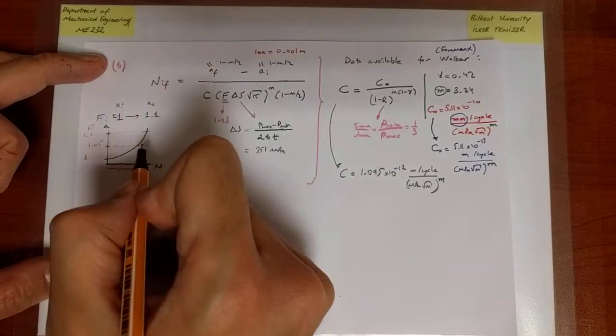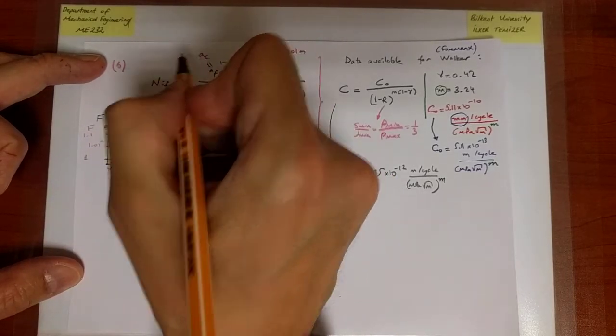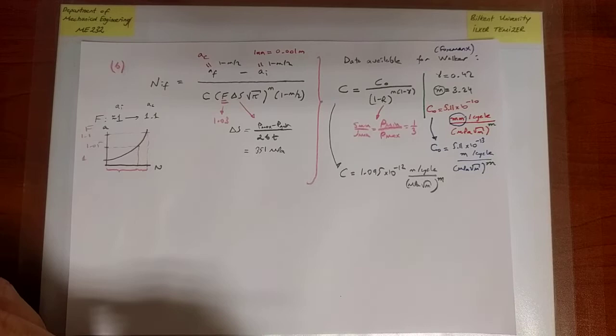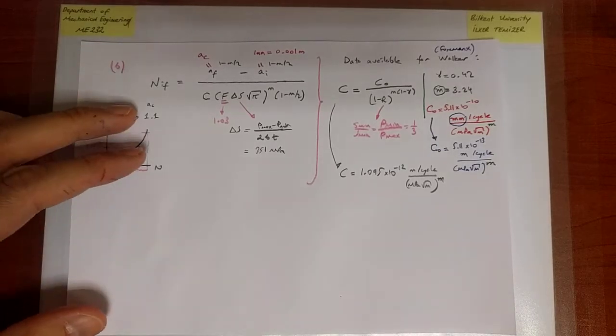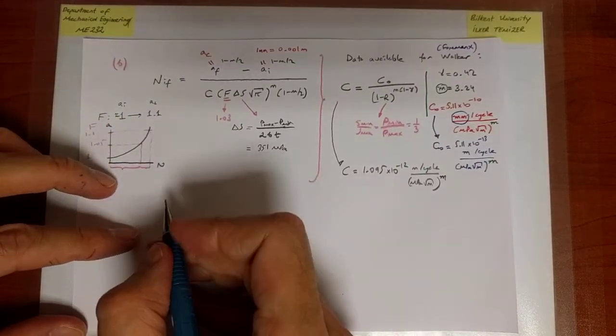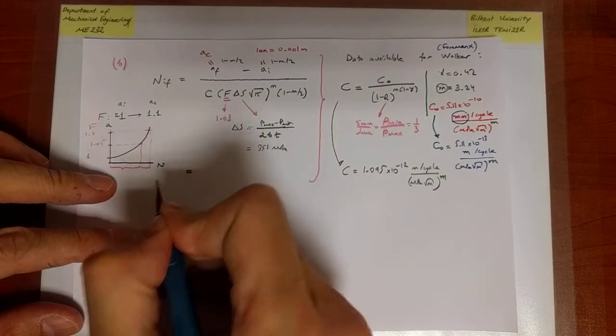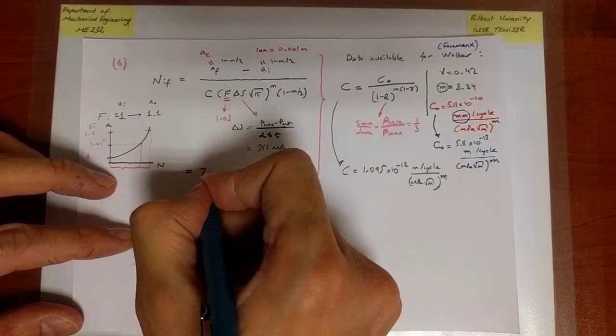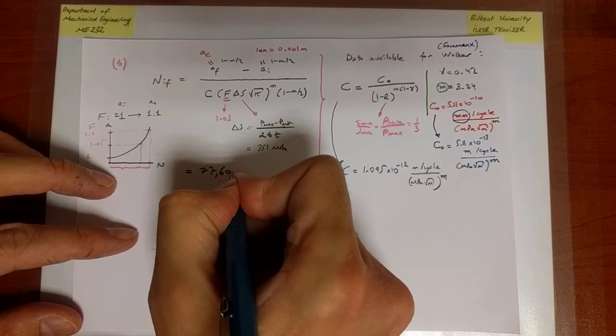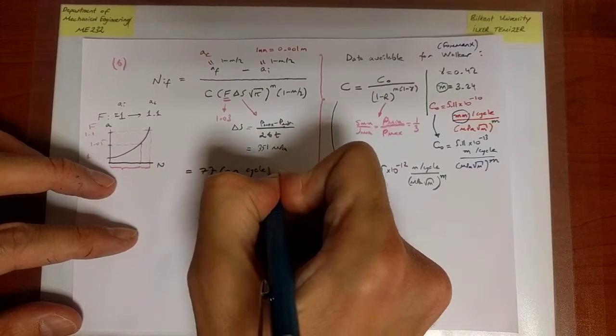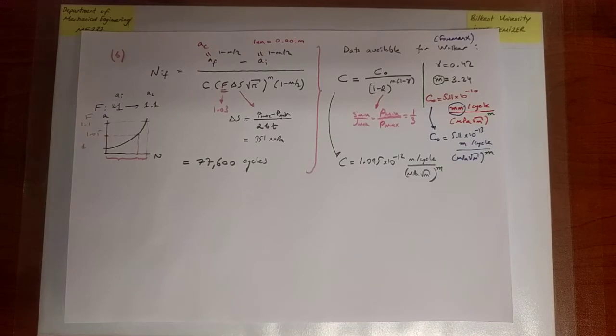So the final crack size is the critical crack size that I have determined in the previous sub-question, and therefore I know the value of N_IF, and the value of N_IF is equal to 77,600 cycles. Okay, great. So we're done with the first two parts.